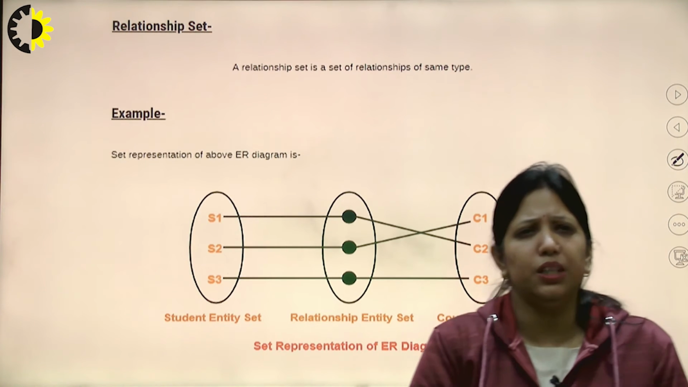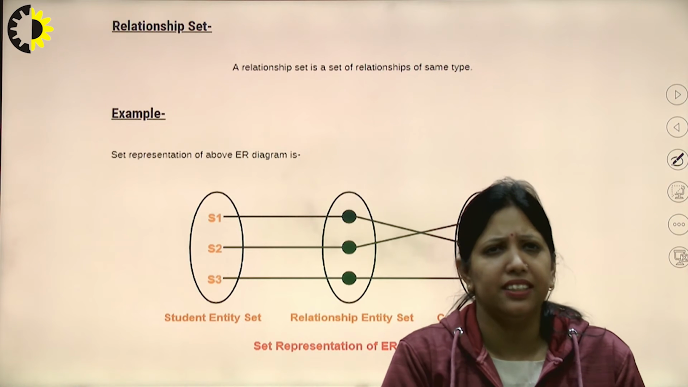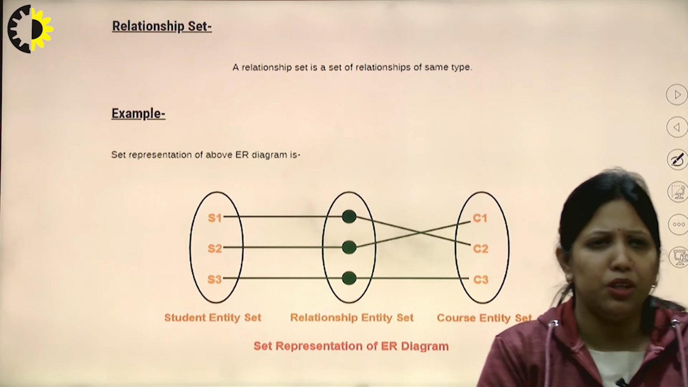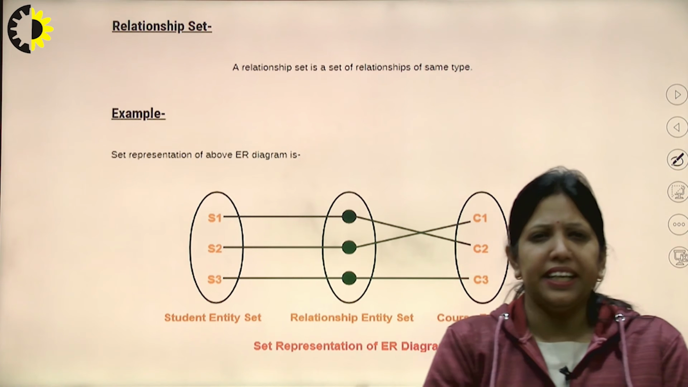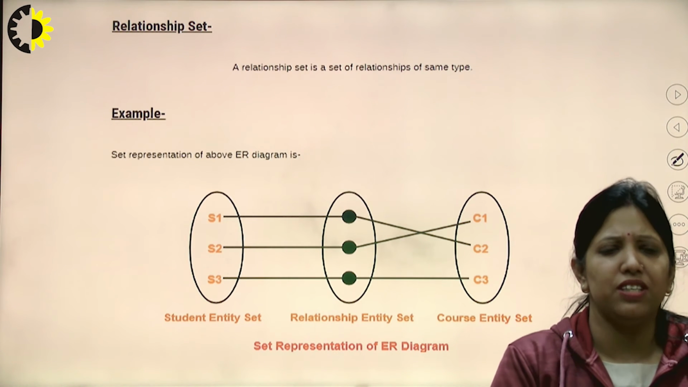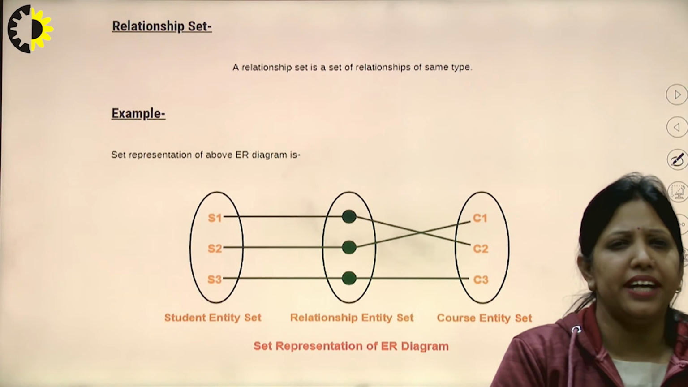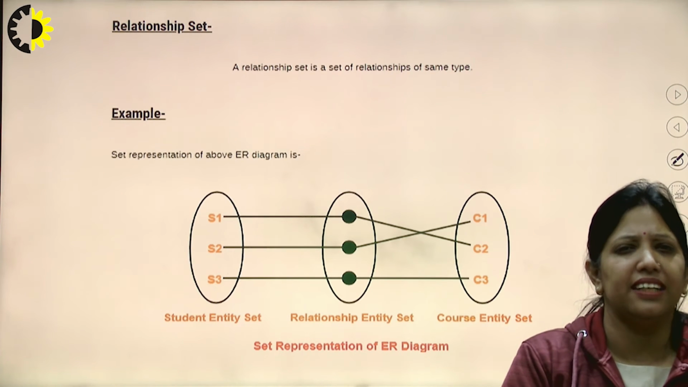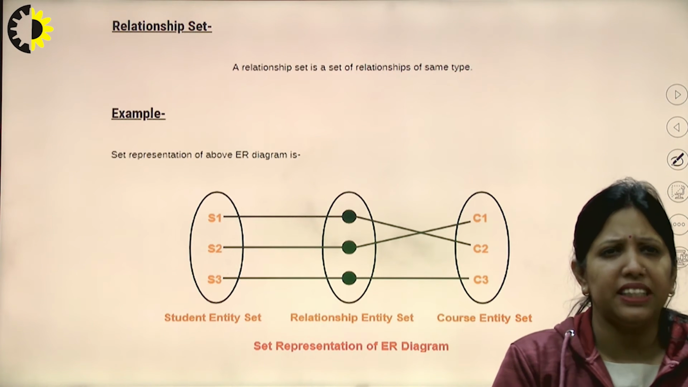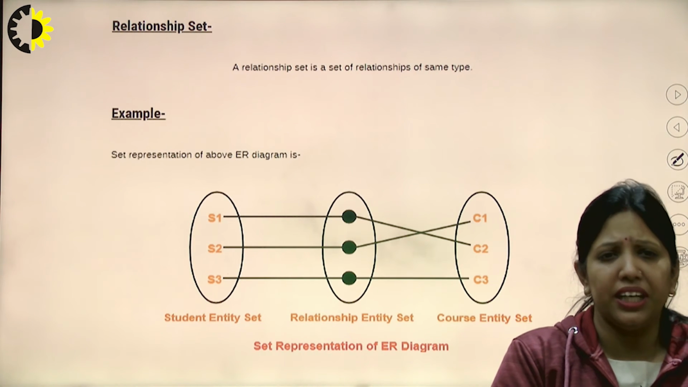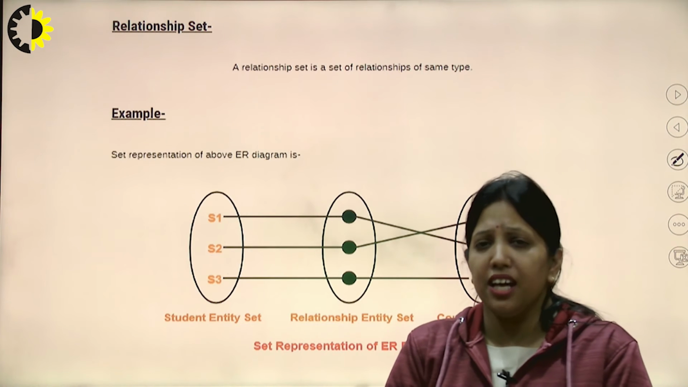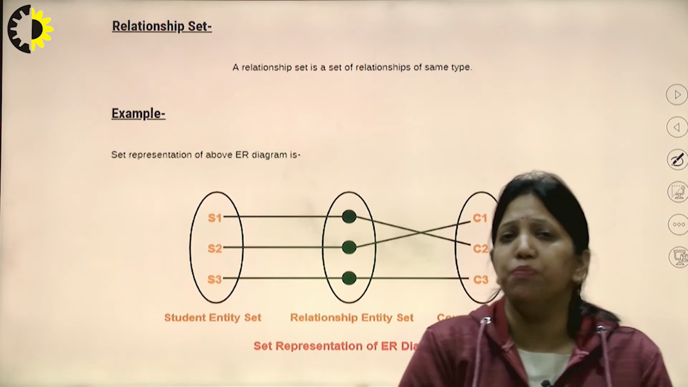A relationship set is a set of relationships of the same type. For example, in an ER diagram we have a strong entity set, that is student, and another entity set, that is course. This represents the strong relationship between the student and the course, that a student enrolls in a course, and in a course we have a number of students.